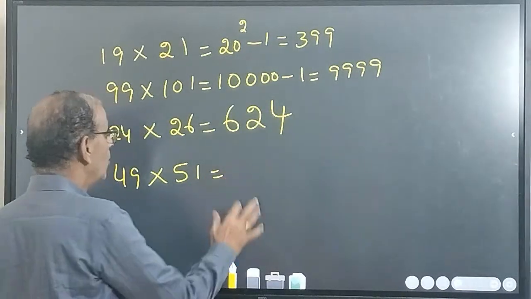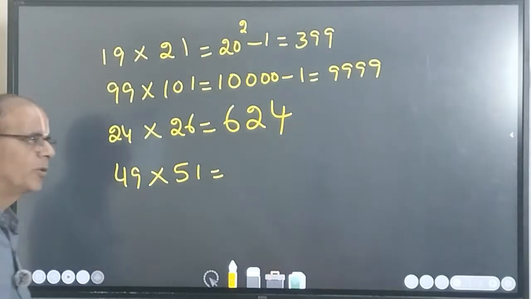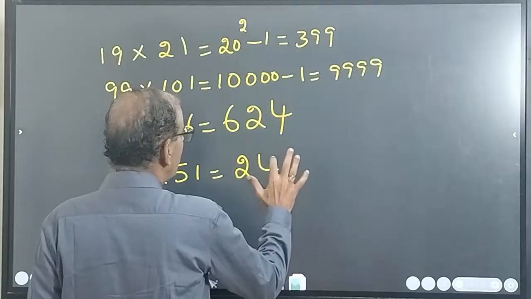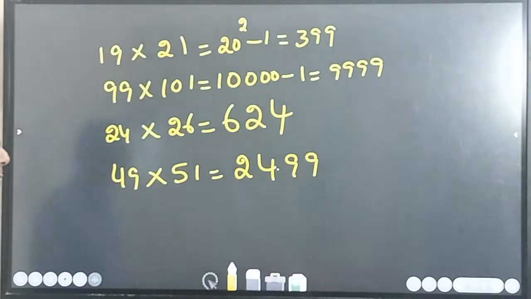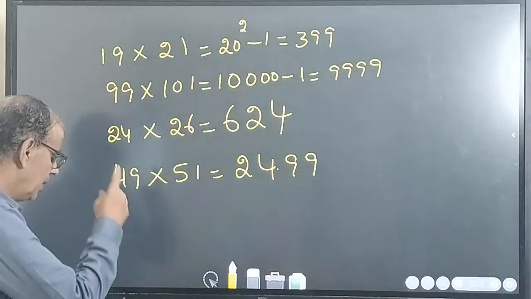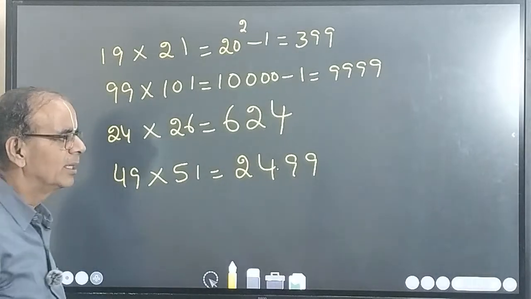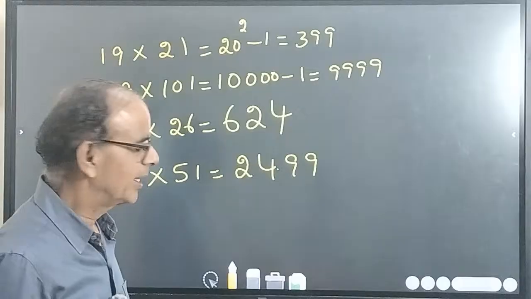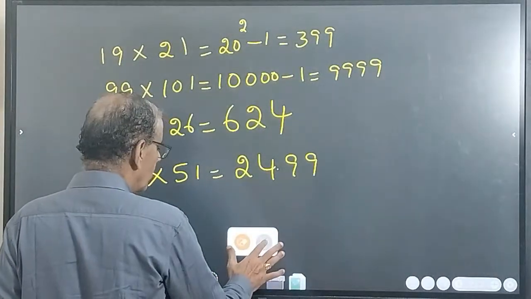49 into 51. What is the middle number? 50. 50 square, 2500. அதுலேருந்து 1 minus பண்ணா how much I will get? I will get 2499. That is for finding the product of two numbers having a difference of 2. That is shortcut number 2.